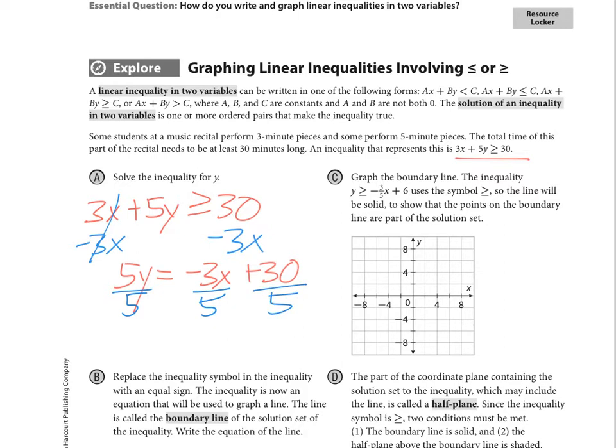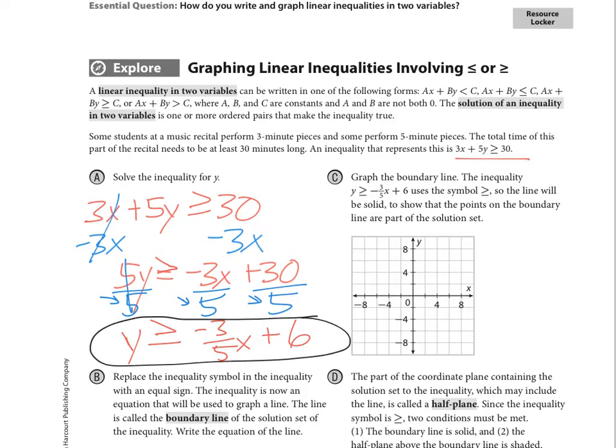Now, here's where we need to remember a rule. There's a rule we learned that said anytime you multiply or divide by a negative, you have to flip your inequality symbol. I forgot that should be greater than or equal to. Well, in this case, we do not flip our inequality symbol because our 5's here are both positive. So we don't flip our sign, so we keep it greater than or equal to negative 3/5 x plus 6. We need to remember that rule so we get the correct inequality, because it's going to determine how we shade.